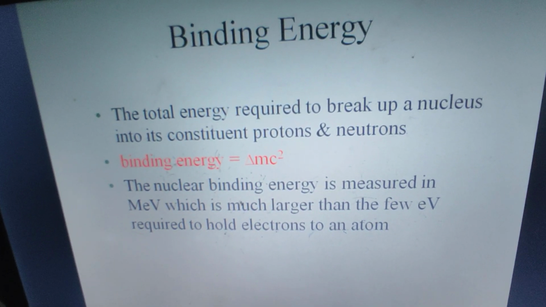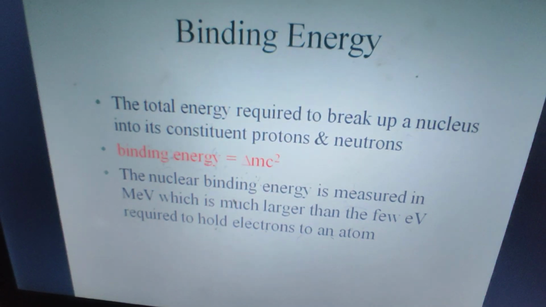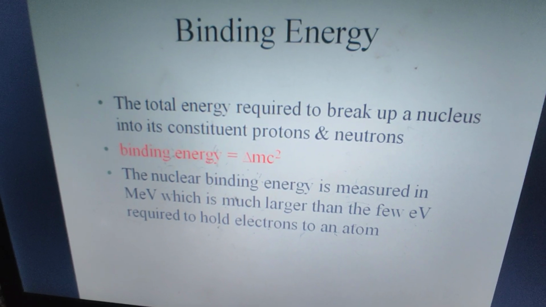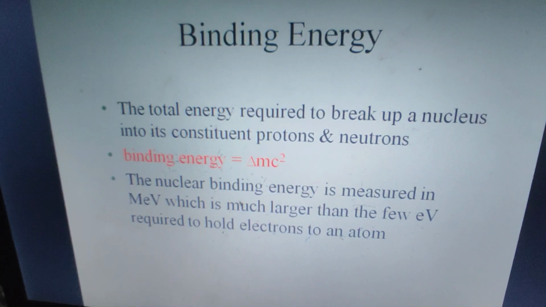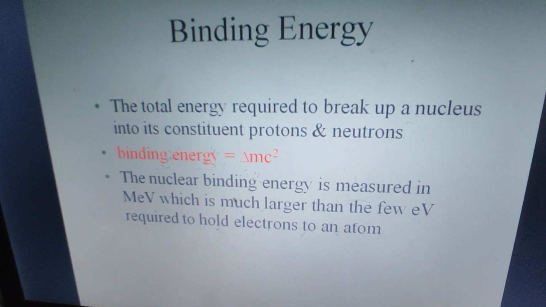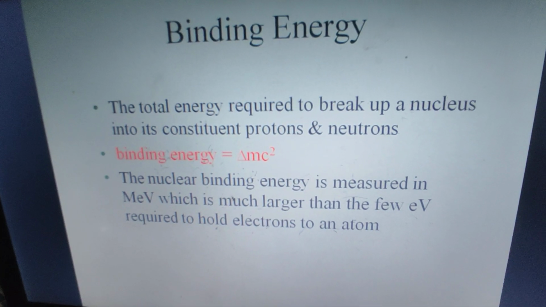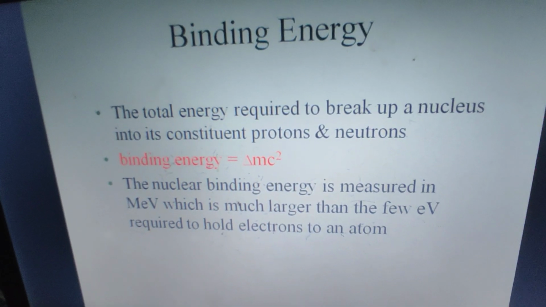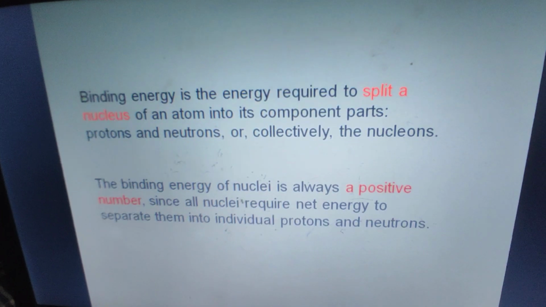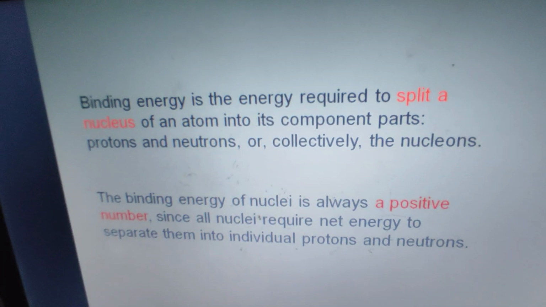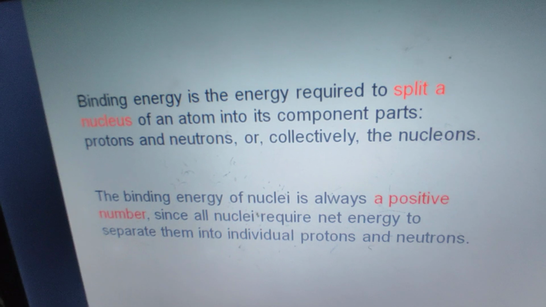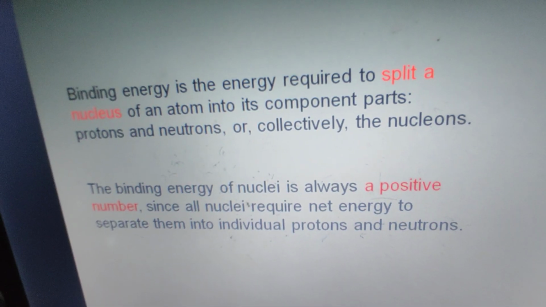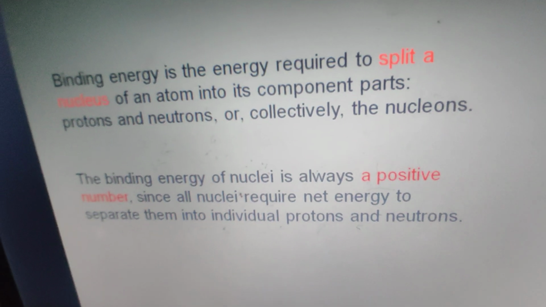This binding energy is equal to Δmc². Here Δm is the mass defect, that is, mass of the nucleons minus mass of the nucleus, and c is the velocity of light. You can easily calculate binding energy using this equation, Δmc², but while representing it, you always have to represent it in mega electron volts. This binding energy is the energy required to split a nucleus of an atom into its constituent parts, the protons and neutrons, which collectively you can call nucleons.